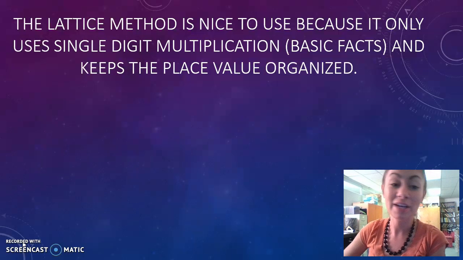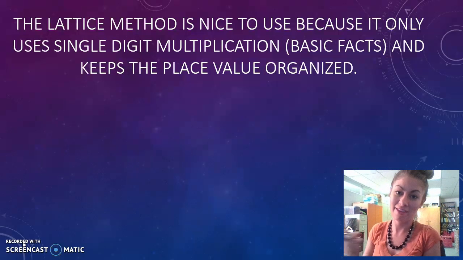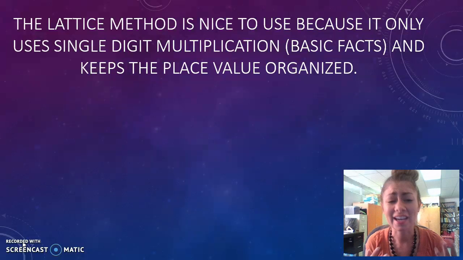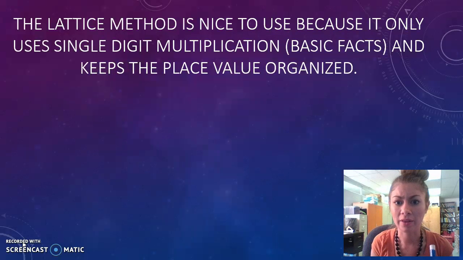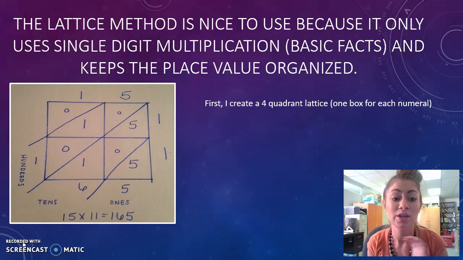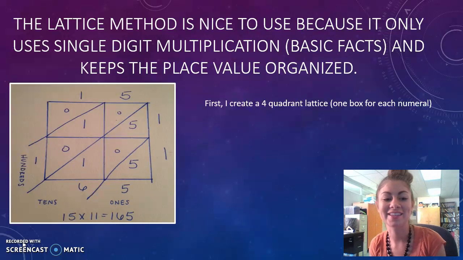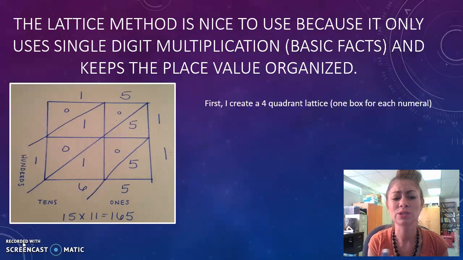So the next strategy I'm going to talk to you about is the lattice method. The lattice method's really nice because it only uses single-digit multiplication. And it also keeps the numbers very well organized. So the lattice is set up over on the side. You can see that it's the same sort of quadrant system that we used in partial products, but it's got some diagonal lines, and that's separating our place value.